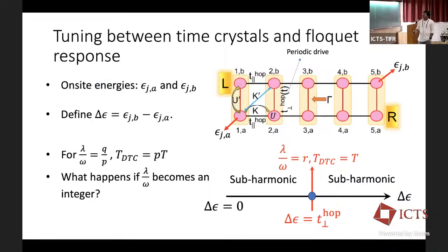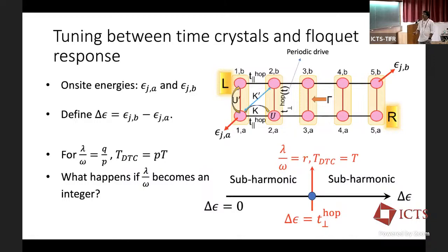Now, one more thing we can do with this kind of ladder setup is that we can use gates to increase or decrease the on-site energy. So there is another tuning parameter, which is the on-site energies. Depending on the difference of on-site energies, I can tune between a time crystal and a Floquet response. Now, the question is, is it really a Floquet response, or is it really a Floquet steady state? That's what I am going to answer now.